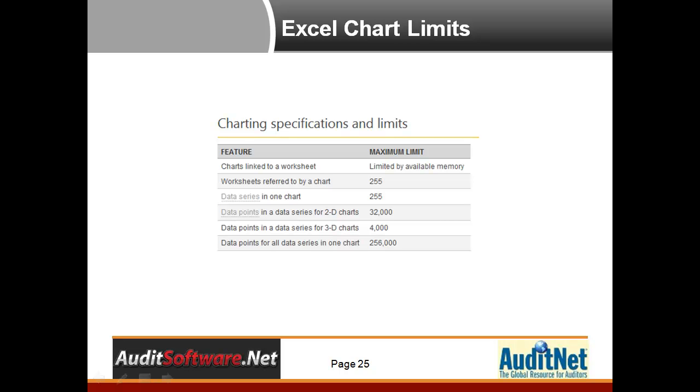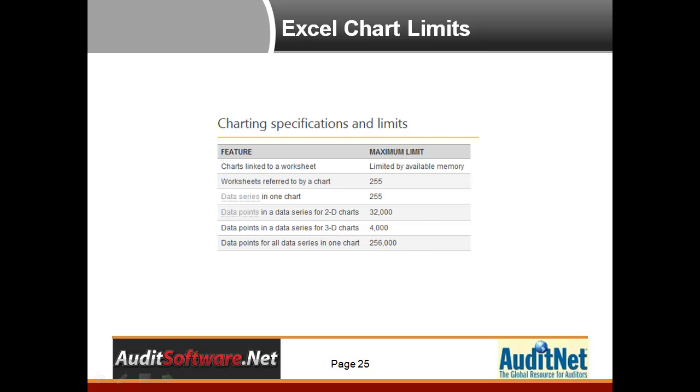32,000 is the number of data points for a 2D chart. So we have to be a little careful. If you have 30,000 vendors, you start to very quickly hit that limit. If you do a monthly analysis, it would be times 12 at that point.